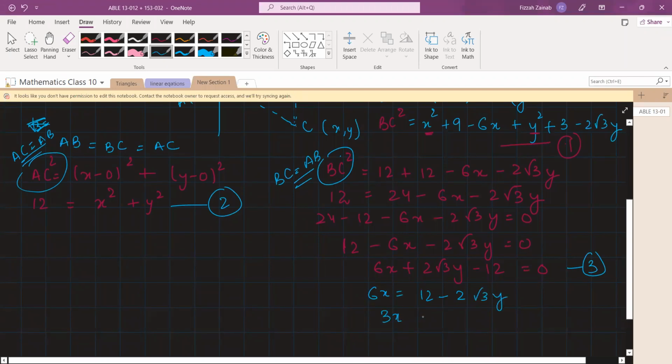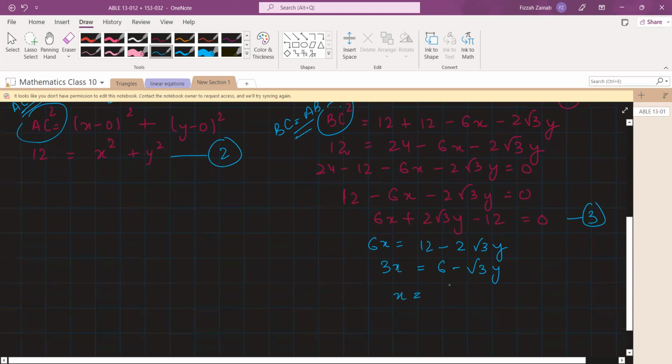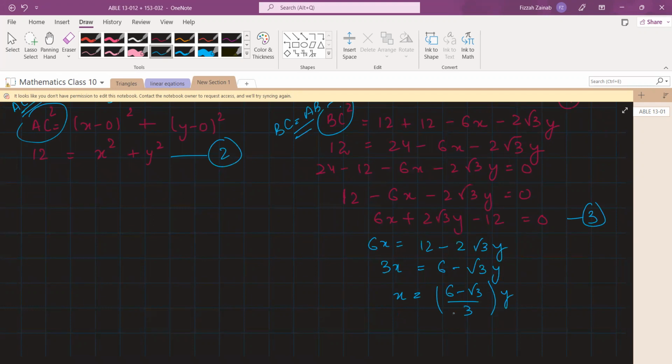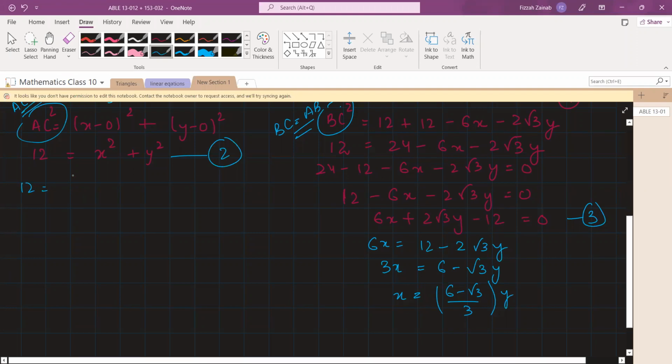So this will be 3x is equal to 6 minus root 3y. So your x becomes 6 minus under root 3 divided by 3 into y. I hope this is correct. Yes, ma'am. So you substitute this x here. So 12 is equal to 6 minus under root 3 divided by 3 whole square plus y square, if you square the full thing, plus y square.